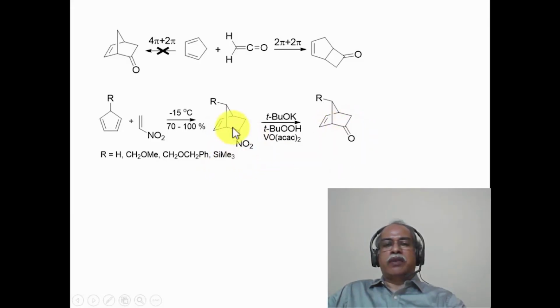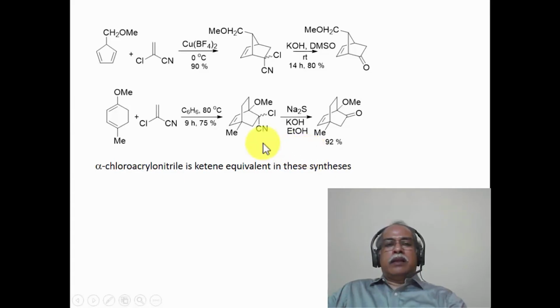So if you look under Nef reaction, you will be able to see the mechanism of this particular reaction. This is an oxidative cleavage of a secondary nitro compound to the corresponding ketone under basic condition, under oxidizing condition. So nitroalkene is actually acting as a ketene equivalent because it produces the ketone which would have otherwise been obtained from the reaction of the ketene with the cyclopentadiene. These are again two examples of ketene equivalent.